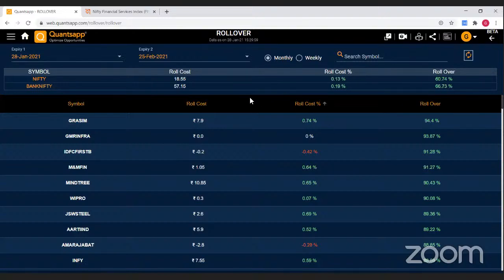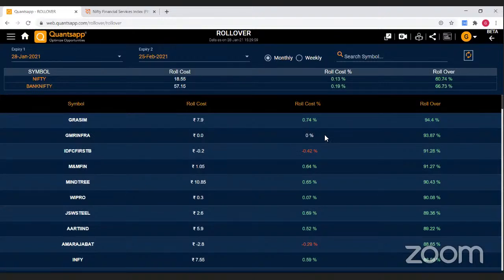Now the rollover cost. So suppose today the January expiry futures contract was trading around 100 rupees, and the February expiry contract is trading at 101. So there is a slight difference. And so what you are going to pay is that 1 rupee extra from your January to your February expiry. So that will be your rollover cost.